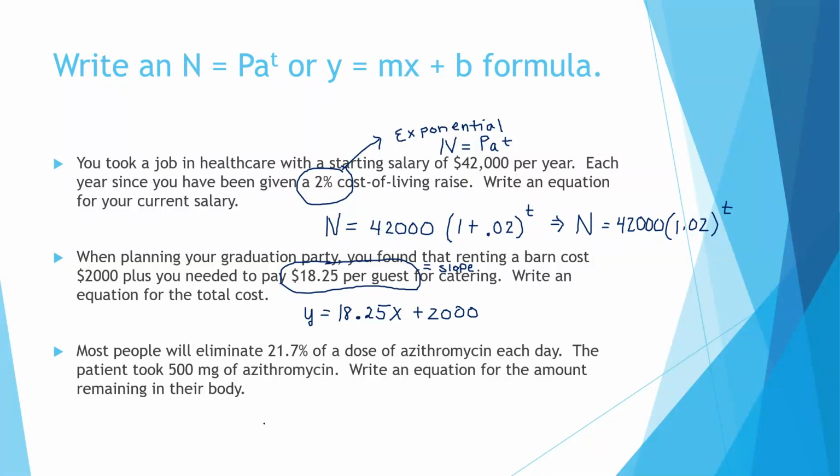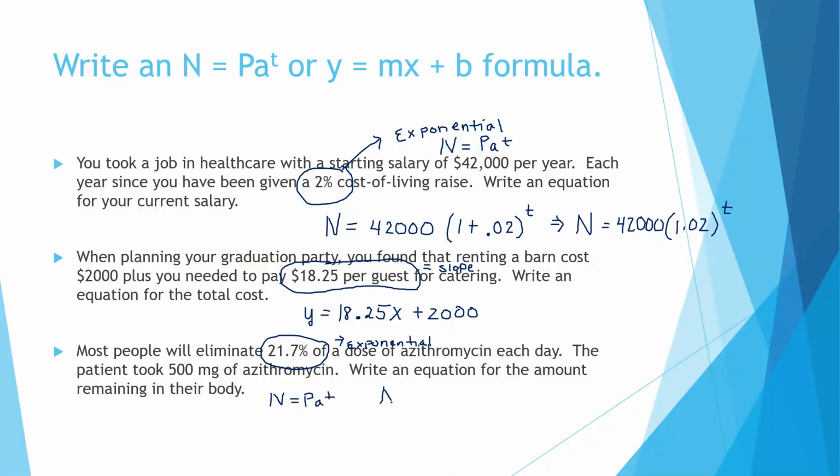All right, third one. Most people will eliminate 21.7% of a dose of azithromycin each day. The patient took 500 milligrams of azithromycin. Write an equation for the amount remaining in the body. So for me, I see that this is a percent. And so that makes this exponential. And so I'm going to write the NPAT formula.